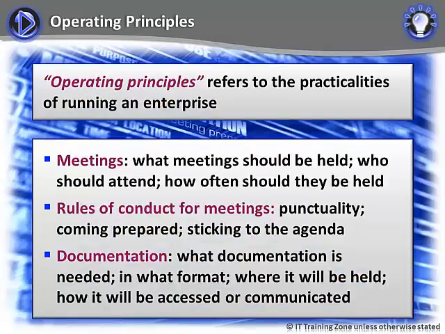COBIT describes a number of good practices for organizational structures. These include operating principles. Operating principles refers to the practicalities of running an enterprise. Remember that an organizational structure provides the means of directing the enterprise, allocating responsibilities, coordinating resources, and monitoring activity and performance. So, operating principles describe some of the practical arrangements for doing these things. For example, meetings. What meetings should be held? Who should attend? How often should they be held? The starting point here should be to ask what meetings are required to serve the needs of the enterprise.